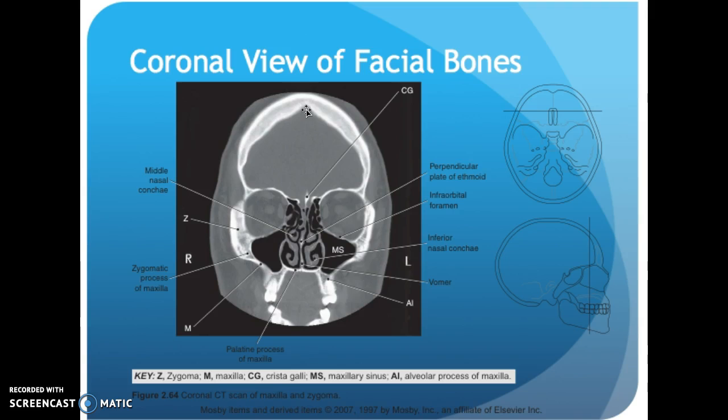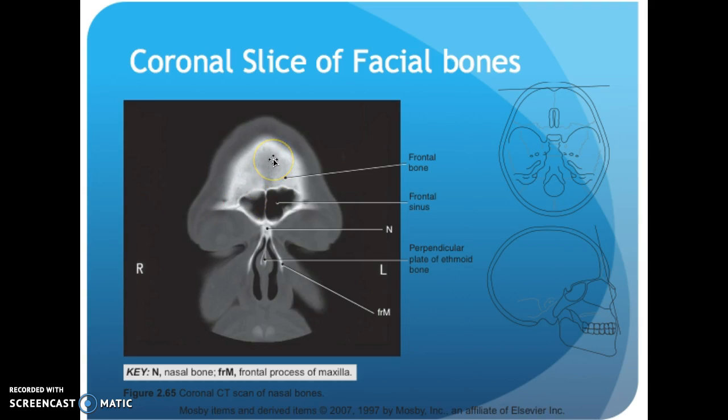Here's a coronal view of your facial bones. This is CT, your crista galli sticking up, your perpendicular plate heading down lower is your vomer. Your inferior nasal concha is the meaty part, so try to remember that. And here's your maxillary sinus, palatine process of your maxilla. Here's your maxilla with your zygomatic process of your maxilla with your zygoma up higher. So your middle nasal concha. So inferior is lower, middle is the next.